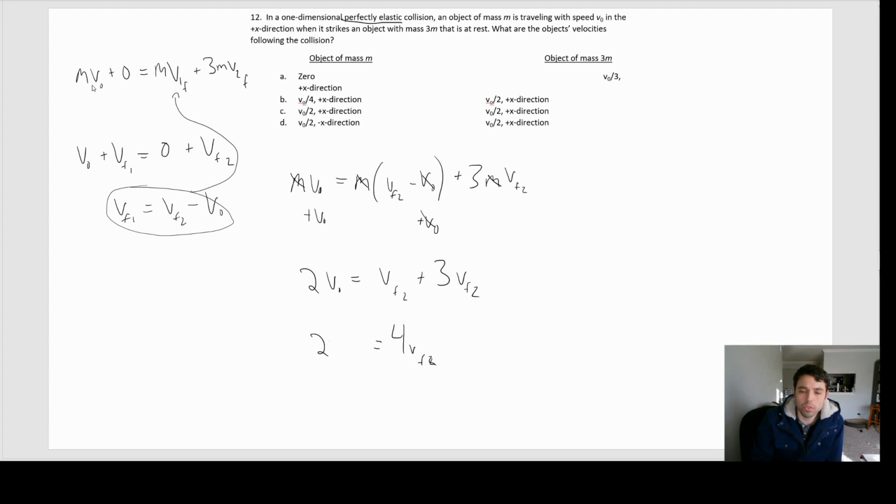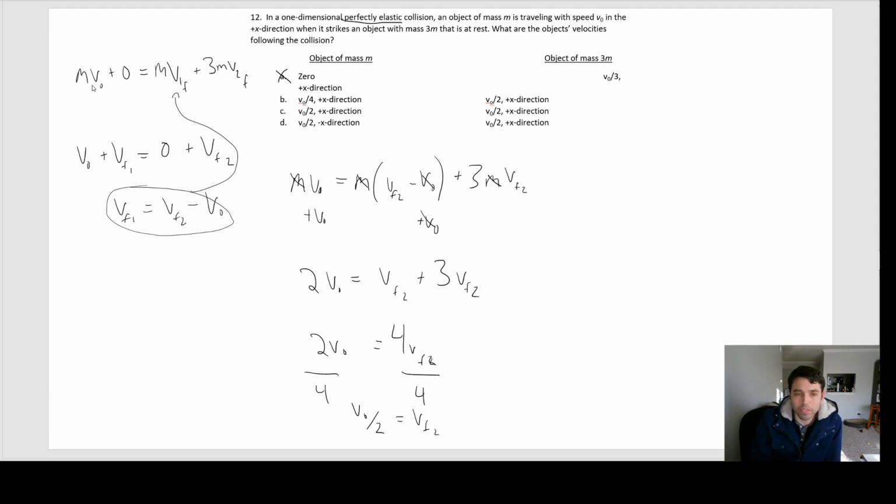4 vf2 equals 2 v0. I divide by 4, and this is 1/2. So this simplifies down to v0 over 2 equals vf of object 2. That means object 2 is going to have a final velocity of whatever v0 was divided by 2. That's a positive value, so we know it's in the positive direction, so we can rule out A. It's not going to be v over 3. We only ruled out one here, but that's okay.